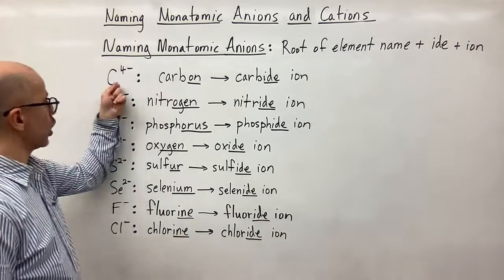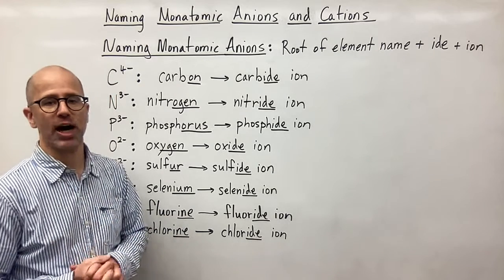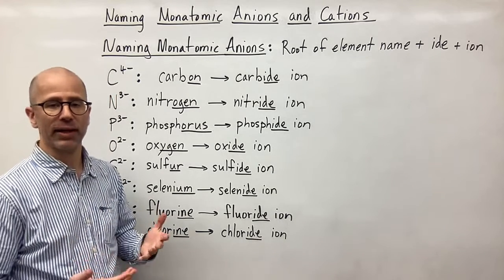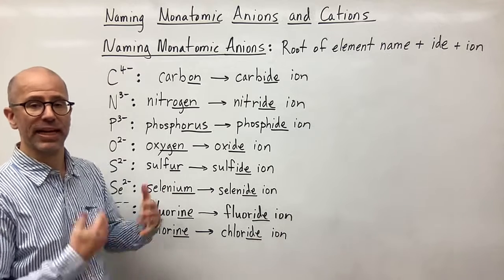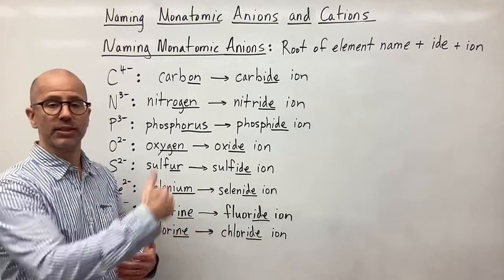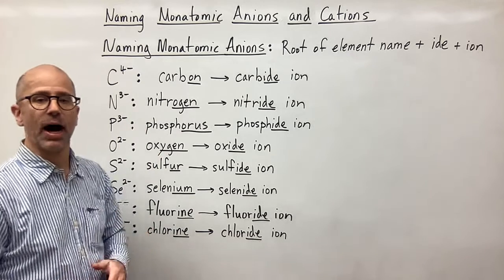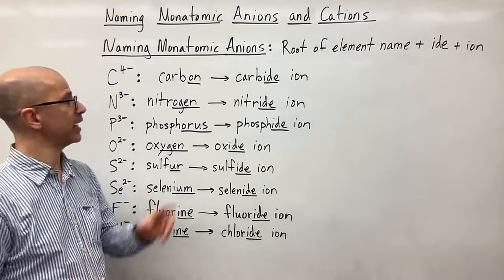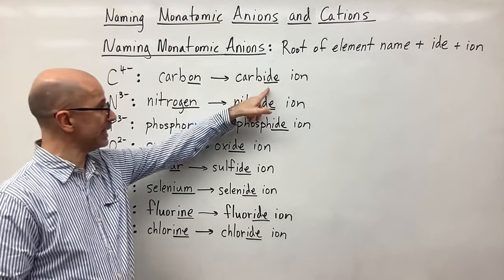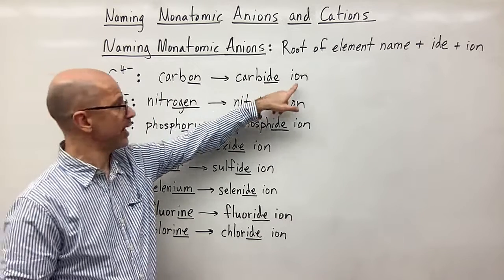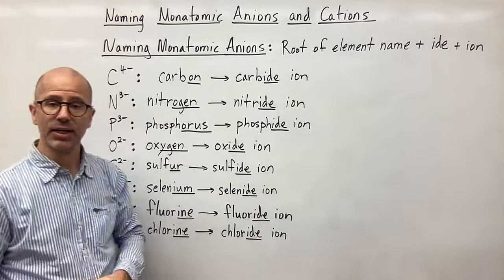So here I have carbon with a 4 minus charge. If carbon had a 4 plus charge on it, then we would just call it the carbon ion. As we saw before for the cations, it would just be the name of the element carbon plus the word ion. But if carbon has a 4 negative charge on it, then what we would do is drop the ending. So here we would drop the ending, keep the root, add IDE to the root, and then add the word ion. So carbon becomes the carbide ion.